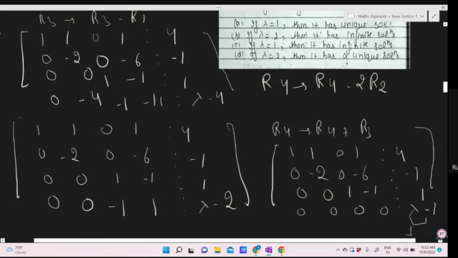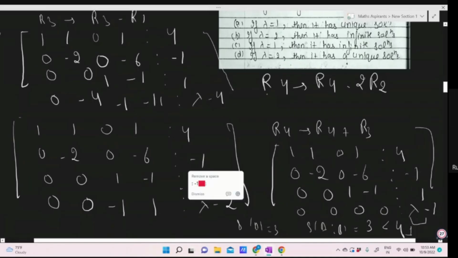If lambda is equal to 1, then it has infinitely many solutions. If you put lambda equal to 1, then rank of A is 3. Rank of the augmented matrix is also 3, which is less than the number of unknowns, that is 4. Here we can say that the system has infinitely many solutions.